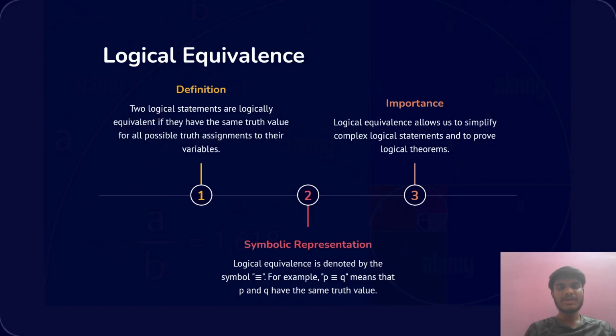Logical equivalence. Two logical statements are logically equivalent if they have the same truth value for all possible truth assignments on their variables. Logical equivalence is denoted by the symbol as shown here. It means P and Q have the same truth value. Logical equivalence allows us to simplify complex logical statements and to prove logical theorems.